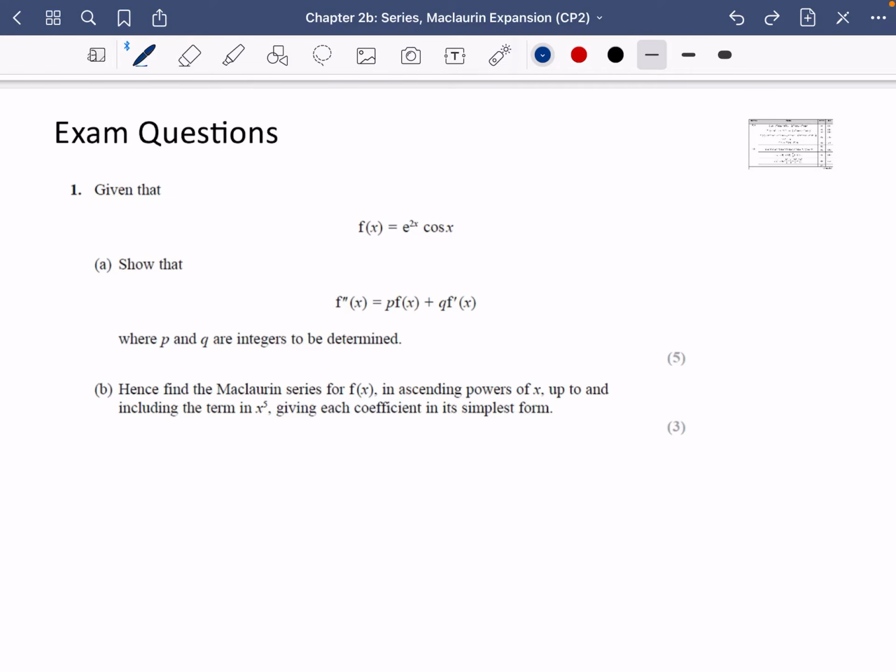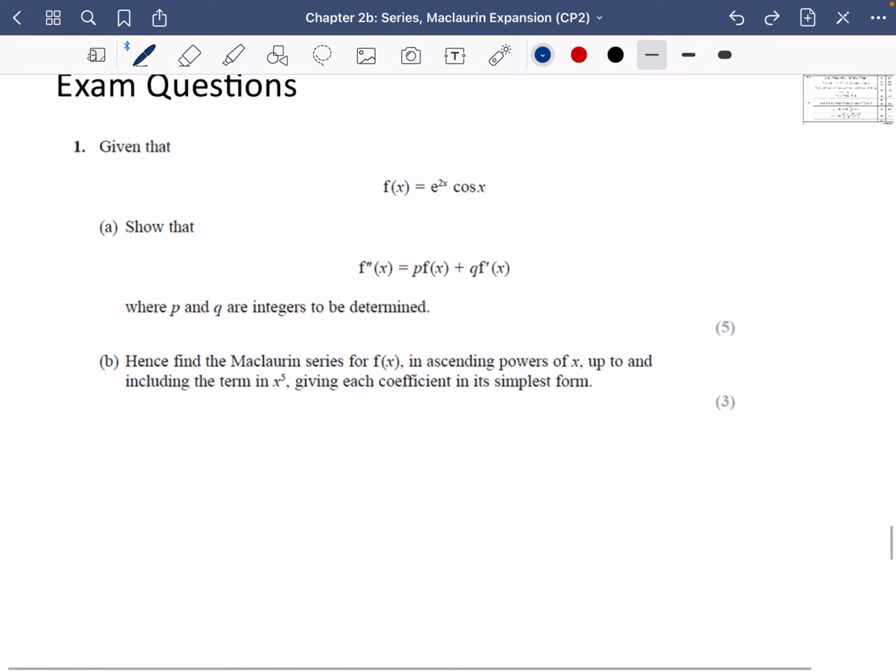Okay, so we're going to look at two exam questions from the new specification, and we're going to just dive straight in with them. So this one says, given that f of x equals e to the 2x cos x, show that the second derivative, f double dash x, is equal to p f of x plus q f dash x, where p and q are integers to be determined.